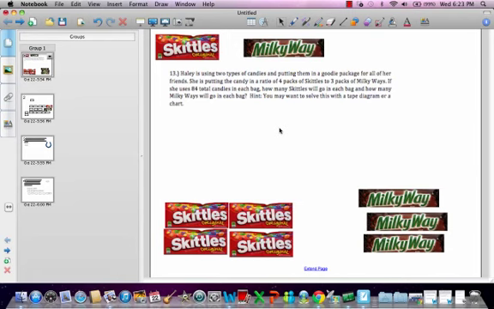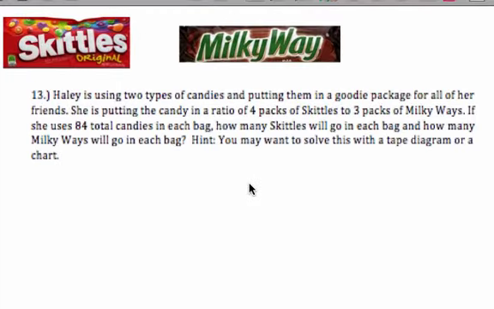Tape diagrams. Hopefully at any point in this video you feel like you're getting it. You can pause the video, try it on your own, pull up a notebook or something like that, and try the problem on your own. That's kind of the goal here. Take the thinking off of me and put it on you.